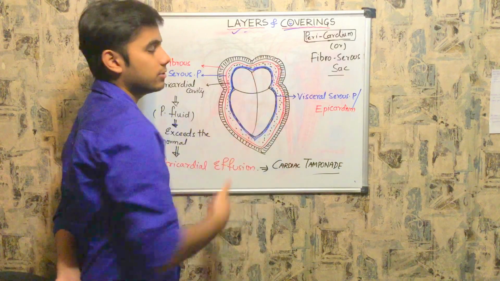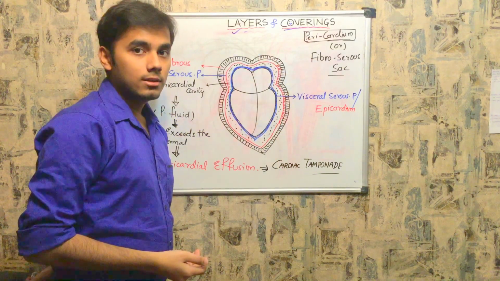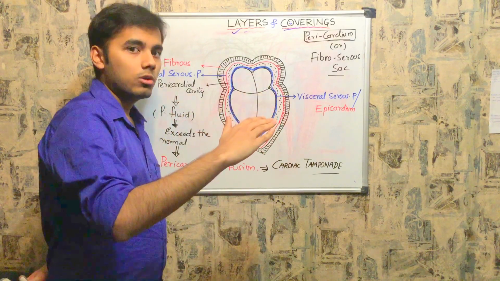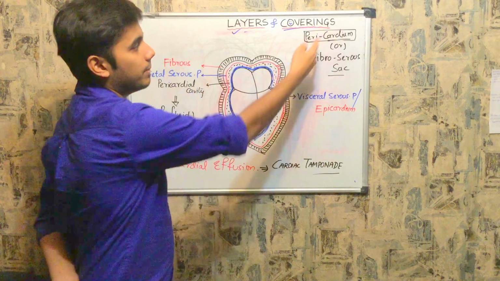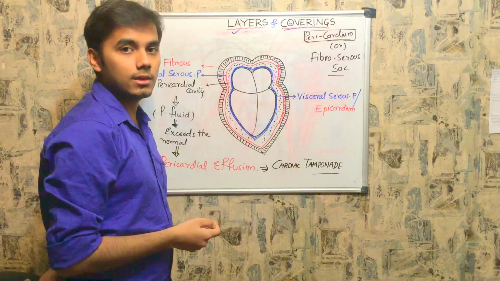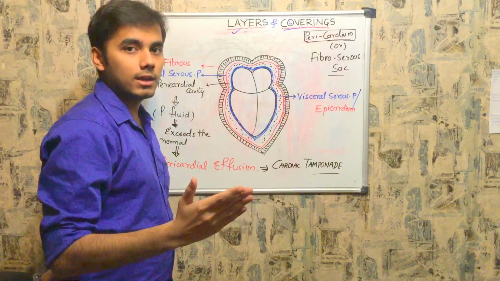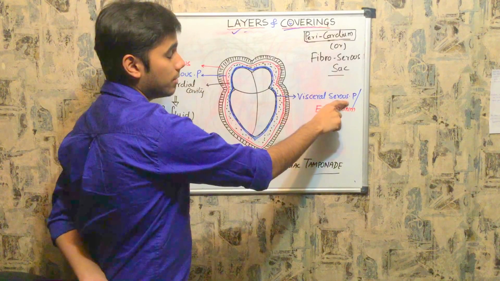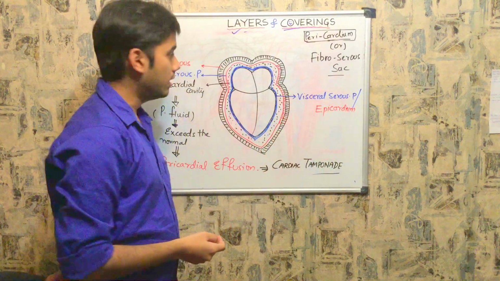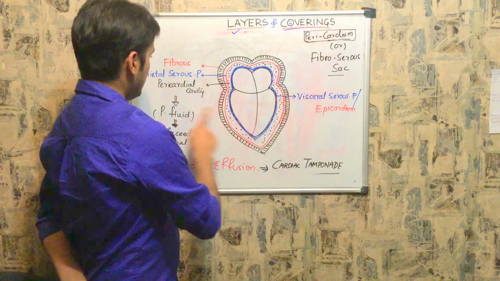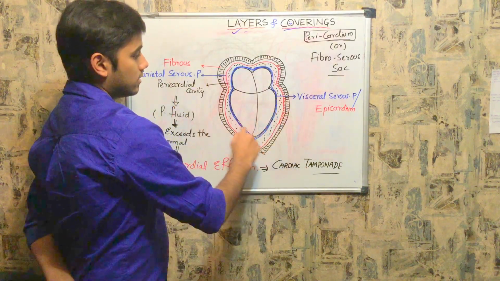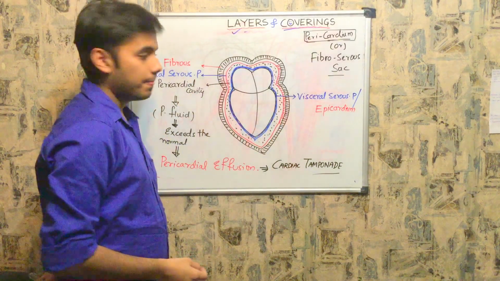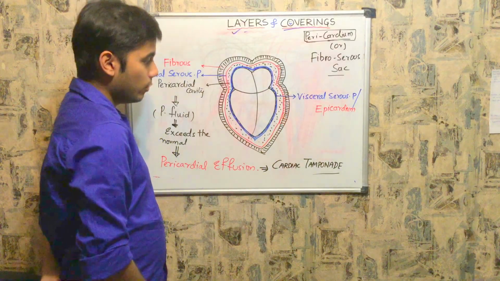The visceral layer is completely apposed to the surface of the heart, so sometimes there may not be any clear demarcation between the outermost layer of the heart and the innermost layer of the pericardium. The innermost layer of the pericardium is the visceral pericardium. The outermost layer of the heart is the epicardium. So there is no clear demarcation. Sometimes you call this visceral serous pericardium the epicardium. The space between the parietal and the visceral layer is the pericardial cavity, in which pericardial fluid is present.